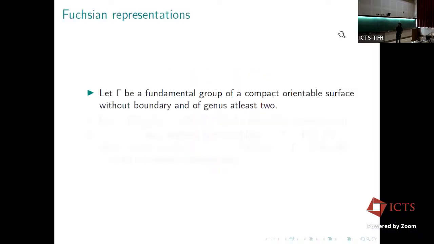So let's start. Let gamma be the fundamental group of a compact orientable surface without boundary and of genus at least 2. So for me, it would be something like this. This genus is 3.